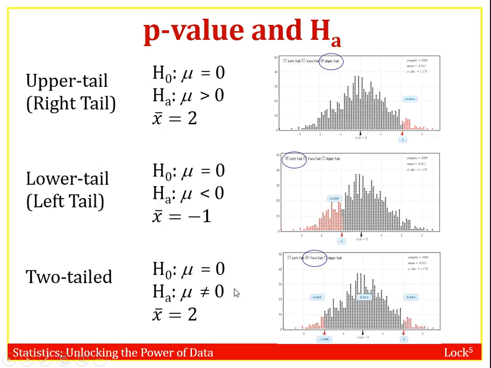If it was a not equal to, then you've got to look at both tails. So you've got to look at what's at 2 and what's at -2. So here's 2 and to the right, here's approximately -2 and to the left. So you've got to look at both tails for a not equal to.